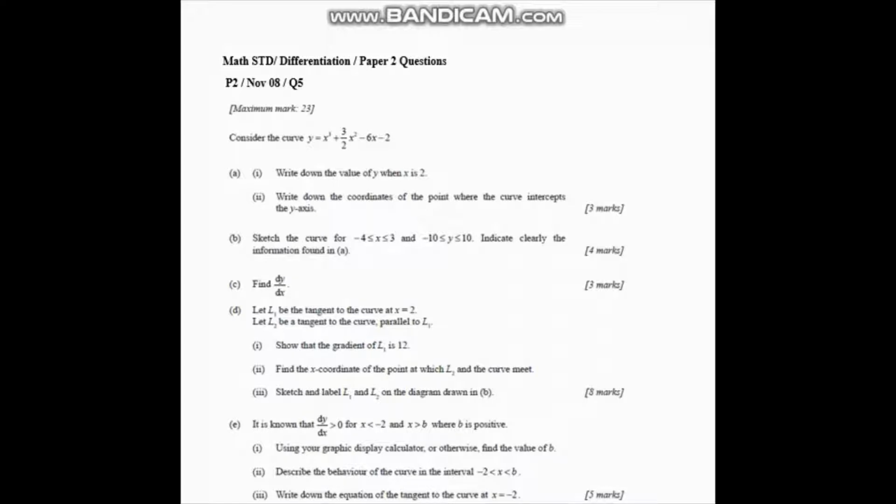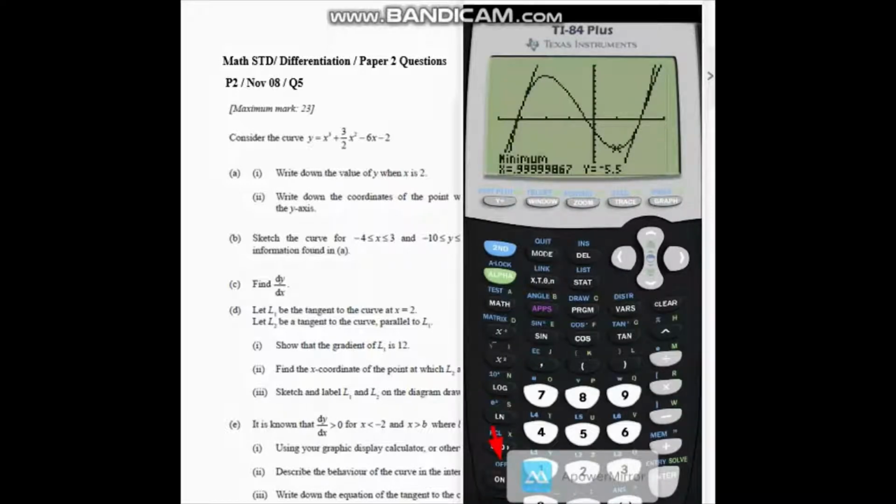In double I, I'm required to describe the behavior from -2 to b, and using the GDC, I will notice that from -2 up until b, the behavior of the function is decreasing. The function is decreasing from -2 to b, or from -2 to 1.